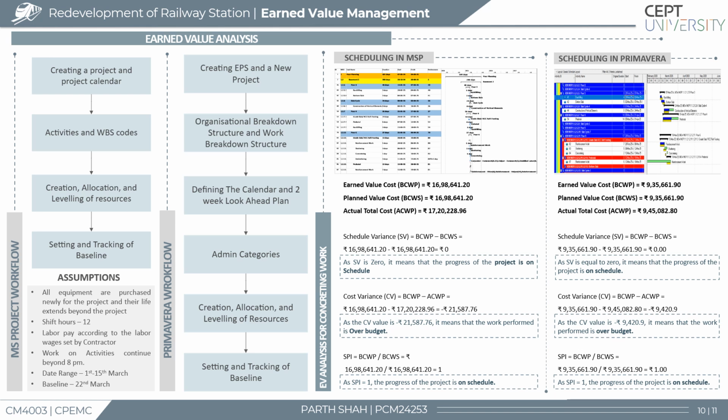For two consecutive look-ahead periods, from 1st to 15th March, values of BCWP and BCWS were equal, resulting in a Schedule Performance Index, which is SPI, of 1, indicating that project progress was on schedule. However, the actual cost slightly exceeded the planned value, leading to a negative cost variance. This reveals that although the work is proceeding as per plan, the project is marginally over budget.